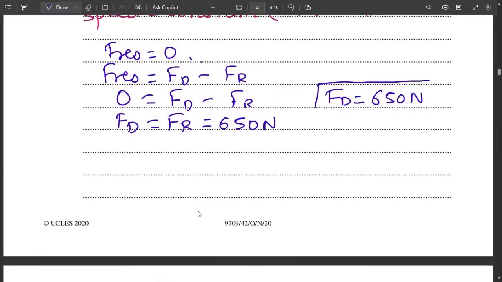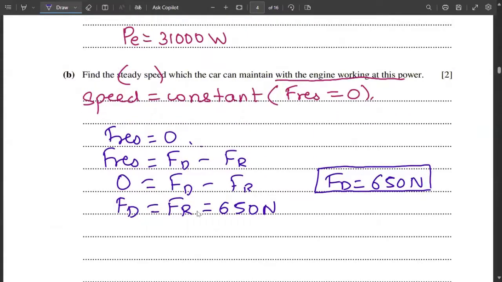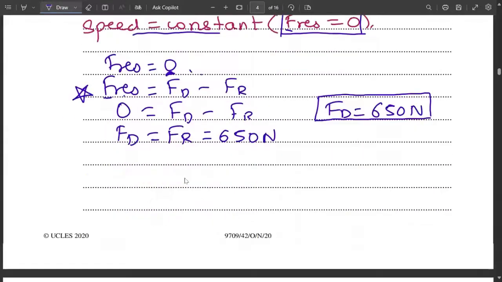Why we got a new driving force right here is very important to understand. It is because the new condition mentioned here was steady. The speed is steady. That means the speed is constant. And according to Newton's second law, when the speed is constant, the resultant force acting on the object is zero. And as the resultant force is zero, and we also know that resultant force is Fd minus Fr, which is driving force minus resistance force, so according to some basic algebraic manipulation, we got 650 Newton for FD.